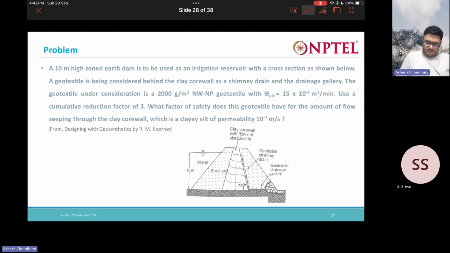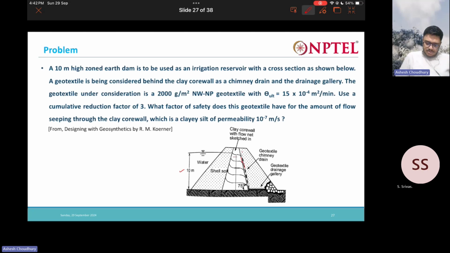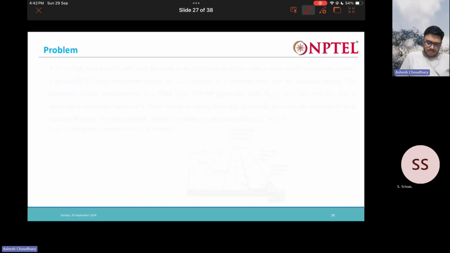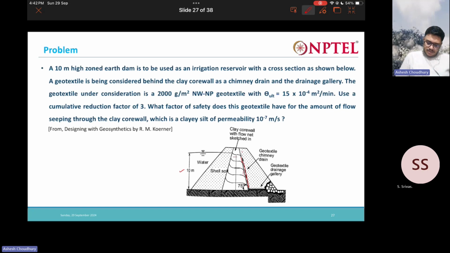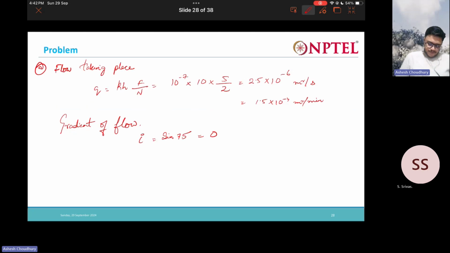What is the gradient of flow? Flow is across this path, right? So sine of 75 will give us this. We take sine 75, take this by this. Sine 75 is how much?